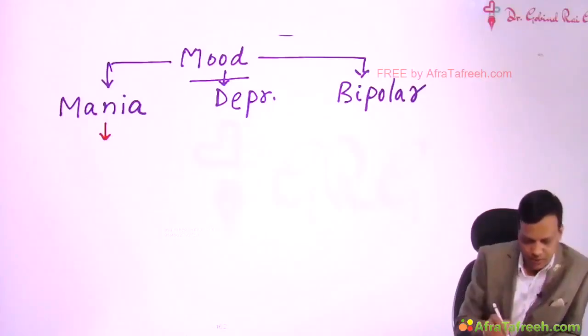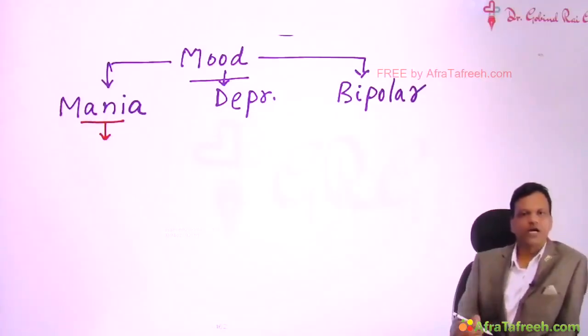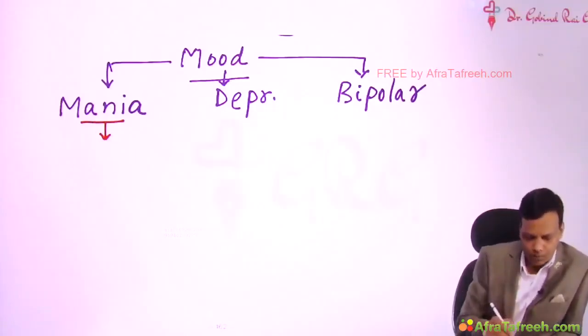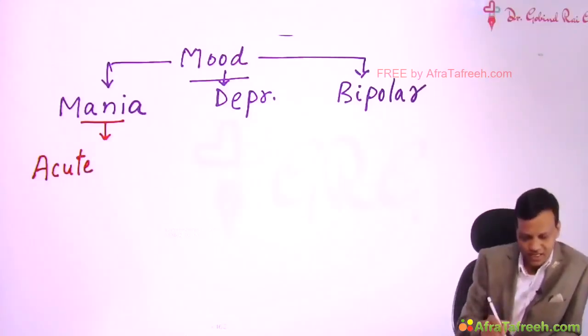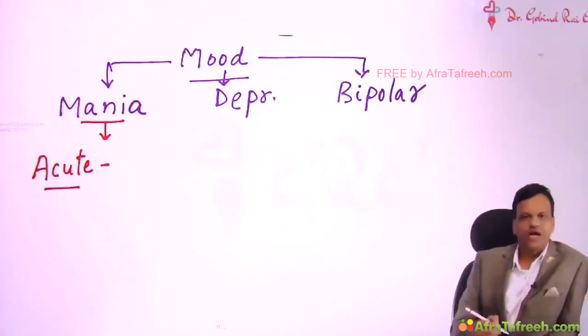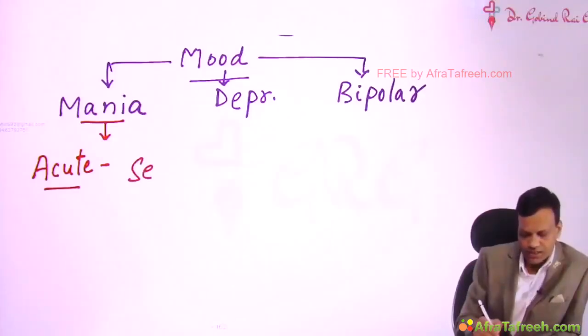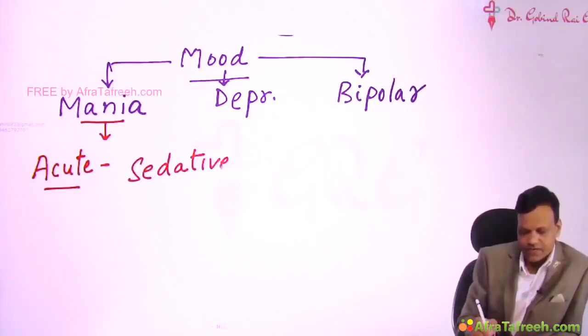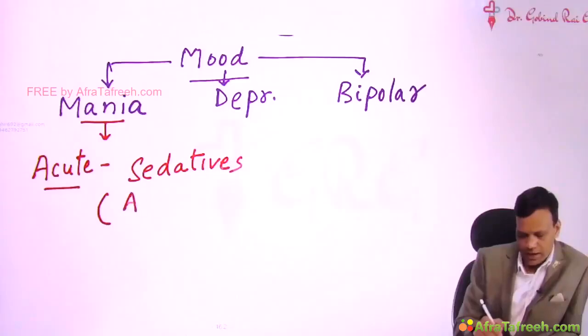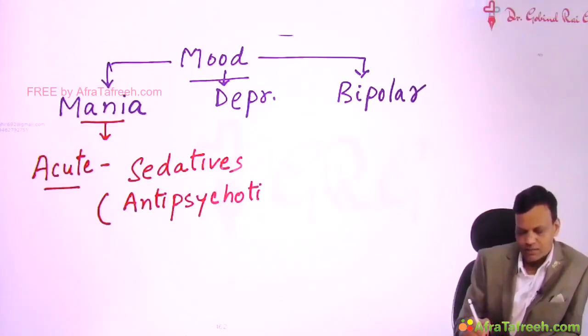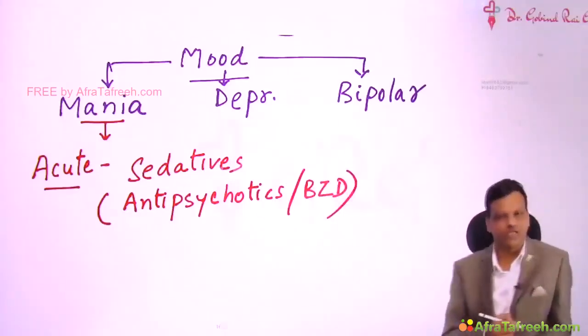So what will be the aim of treatment of acute mania? In acute mania, aim of treatment will be to save our life. Only then we can treat the patient. So in acute mania, we have to first of all sedate the patient. So drug of choice for acute mania are sedative drugs. Sedatives are drug of choice. So commonly we use antipsychotic drugs along with benzodiazepines. Sedative drugs along with benzodiazepines are used.